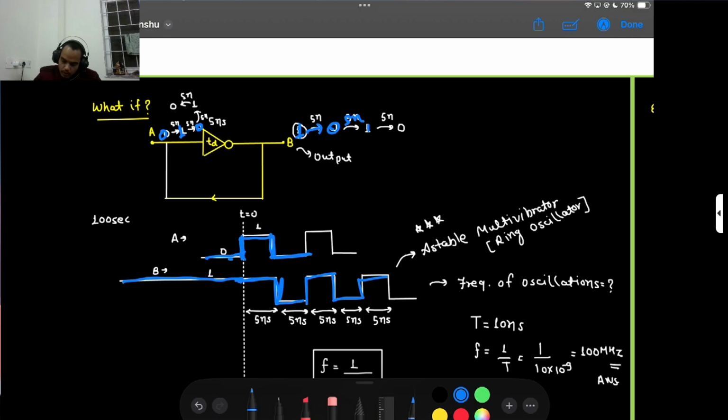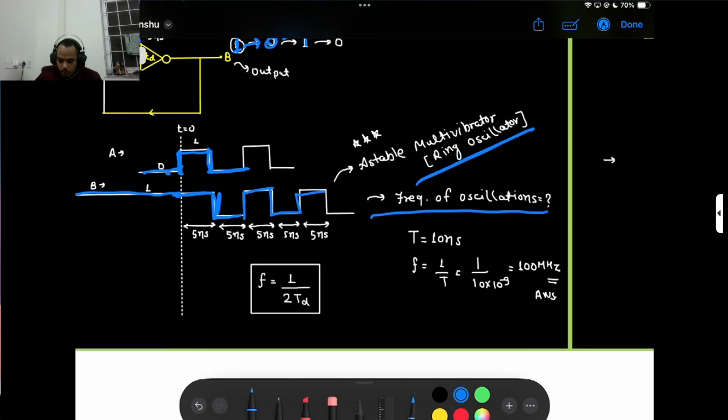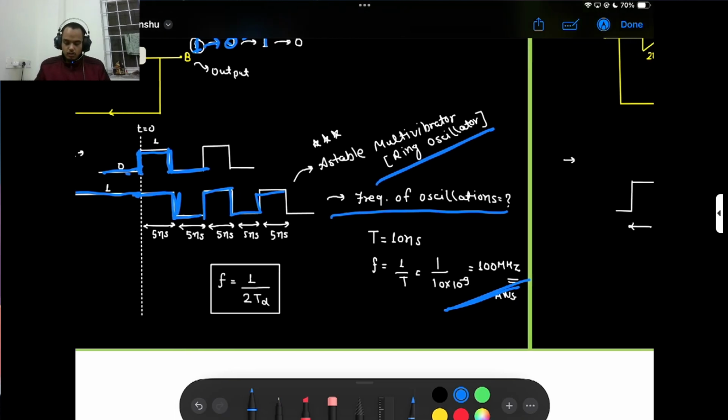So this is an astable multivibrator, and this is called a ring oscillator. The frequency of oscillation is F equal to 1 by 2d. Here 2d is 10 nanoseconds, so 1 by 10 into 10 to the 9, which is 100 megahertz. A 100 megahertz astable multivibrator ring oscillator.